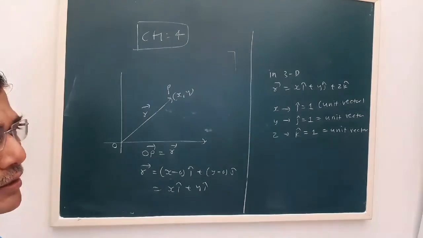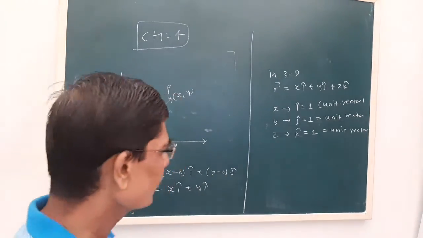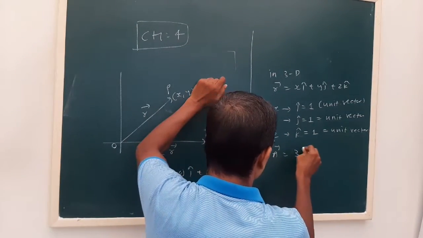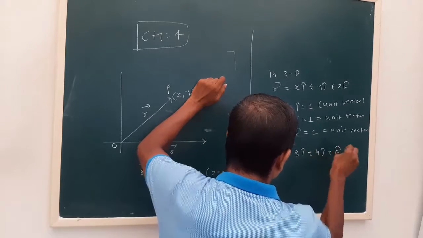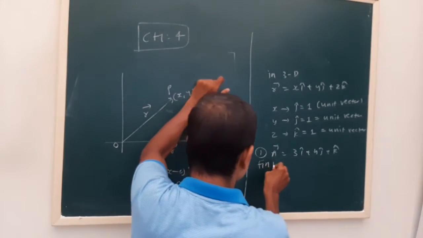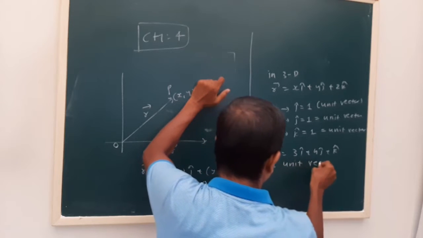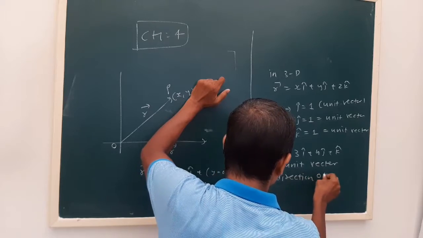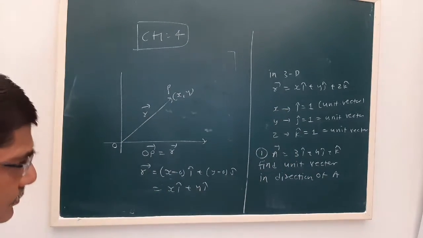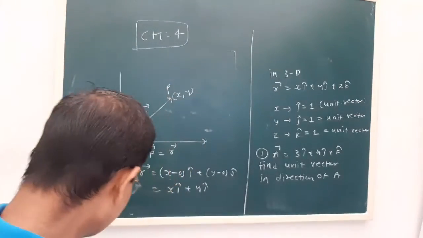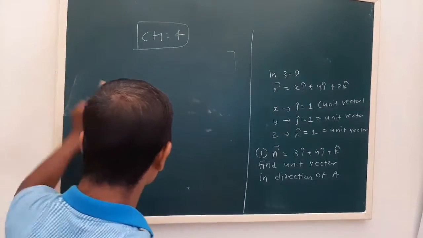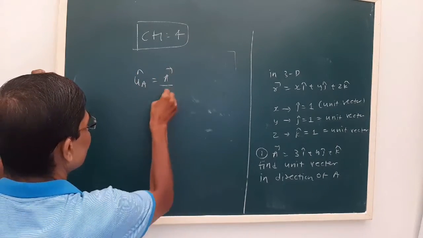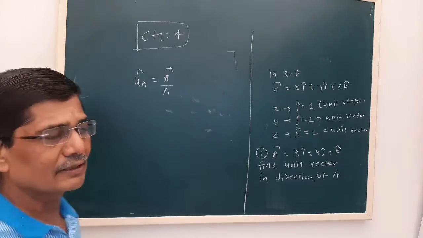Now how do we use this in numericals or MCQs? Let us say a simple example. Vector A is 3i plus 4j plus k. Find the unit vector in the direction of A. How do we get a unit vector? As we discussed earlier, dividing a vector by its magnitude, we get a unit vector in the direction of it.